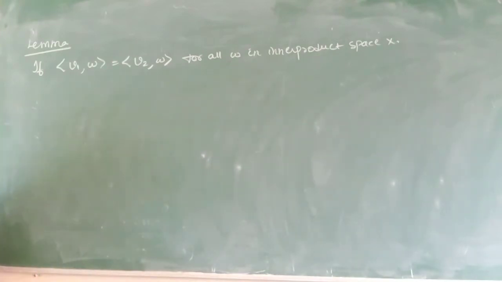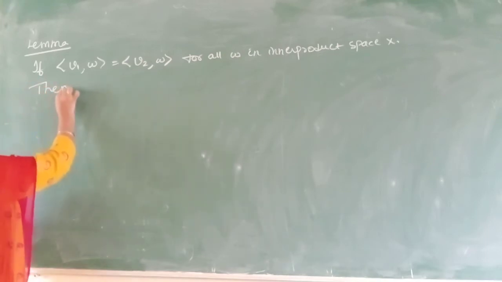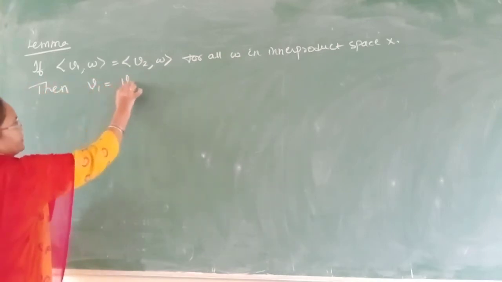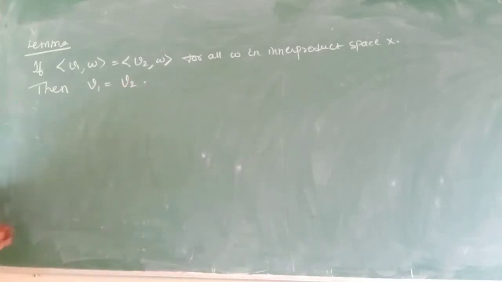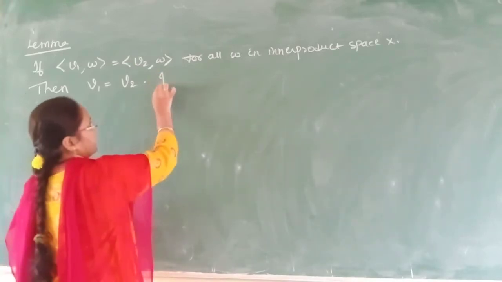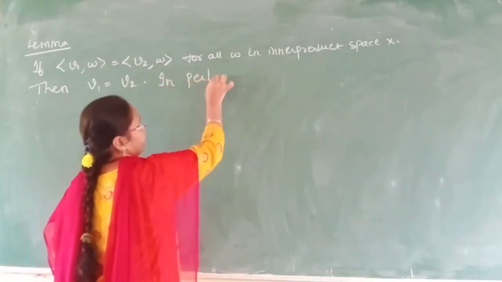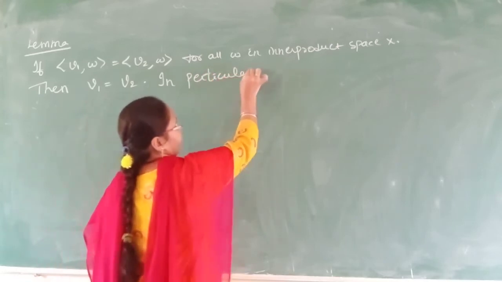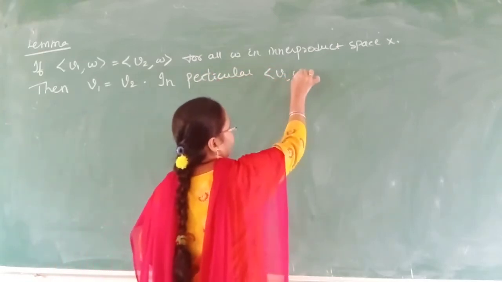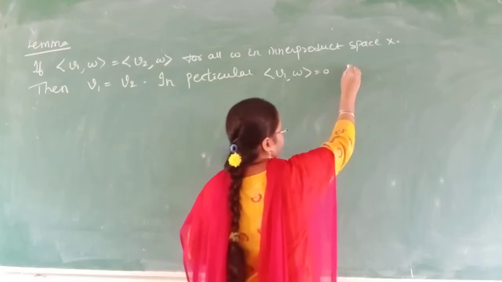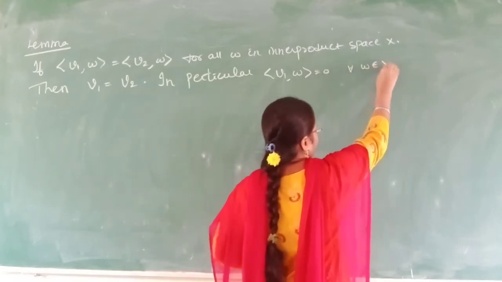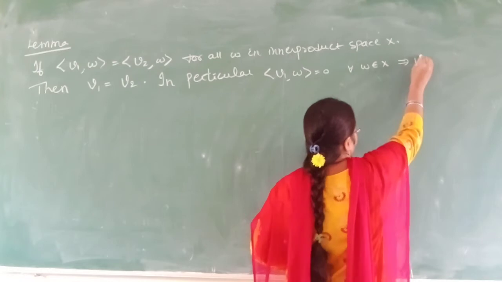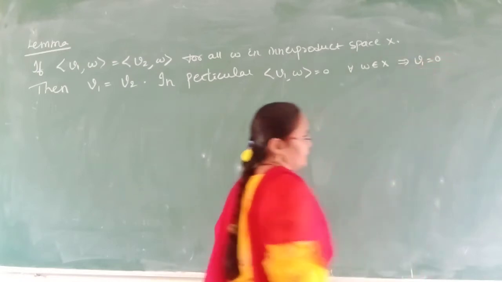Then V1 is equal to V2. In particular, the inner product of V1 comma W is equal to 0 for all W belongs to X implies V1 is equal to 0.